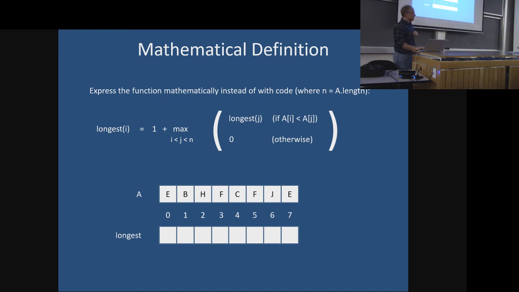So that just takes what I said and puts it in a mathematical form. That says what we're doing is we are taking the max. We look at all j's bigger than i, and for each j, we compute longest of j if a sub i is less than a sub j, or our answer is 0 if a sub j is less than or equal to a sub i. We take the max over all the possibilities and add 1, and that's our answer. So obviously, there's a recursion there. Longest of i is defined in terms of longest of j. So, how do we turn that into code?